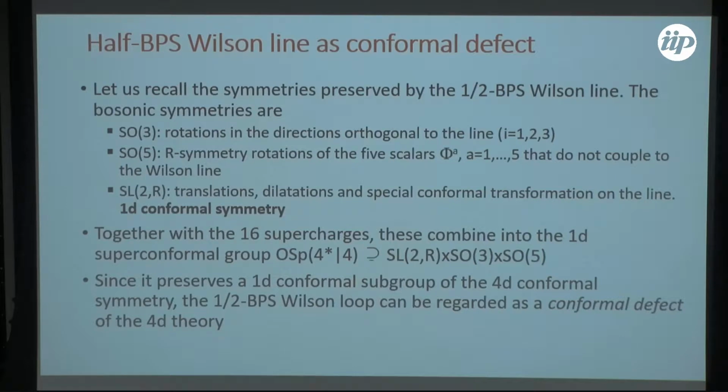Okay. And since this preserves a one-dimensional conformal subgroup of the four-dimensional conformal symmetry, it can be viewed as a conformal defect of the four-dimensional theory, namely just some non-local operator which preserves a subgroup of the conformal symmetry.